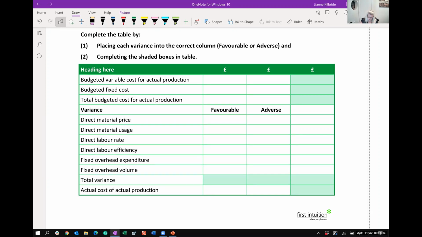Now, if we have a look down this list, under the variance section, we've got two variances there for material, two variances for labour, and two variances for overheads. Now, when we're dealing with marginal costing, we don't need to know all of the variances. Does anybody remember, please feel free to put the answer into the chat panel, what we don't need to include in our operating statement when we are dealing with marginal costing?